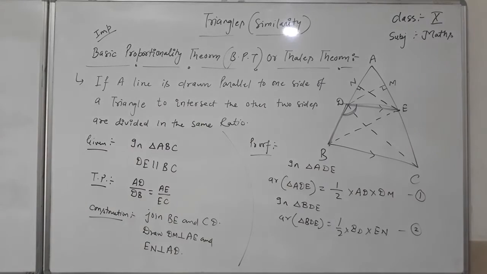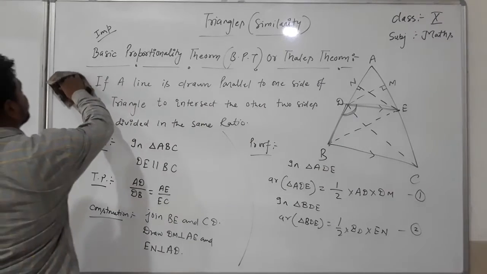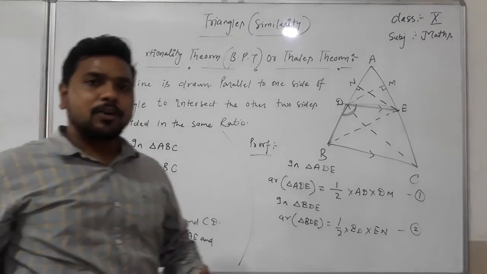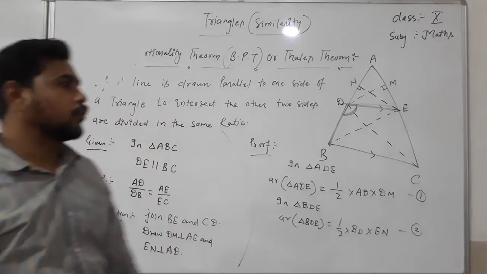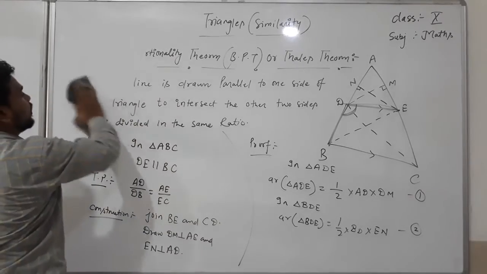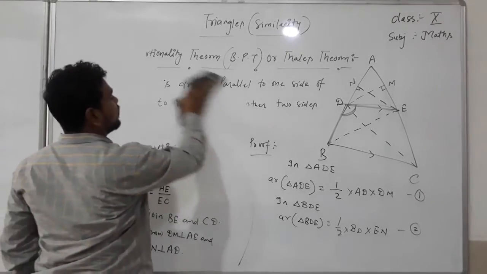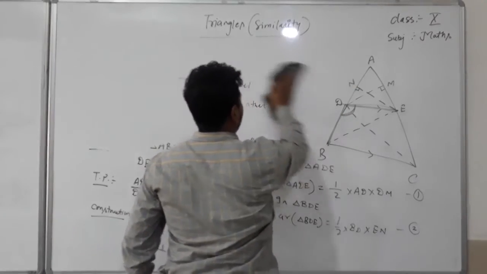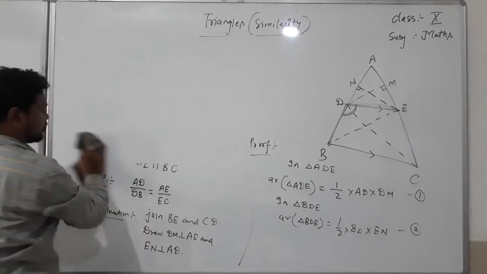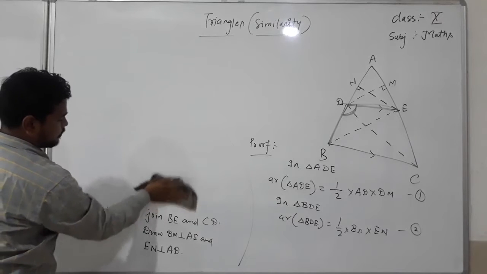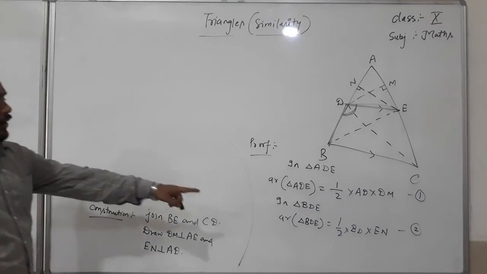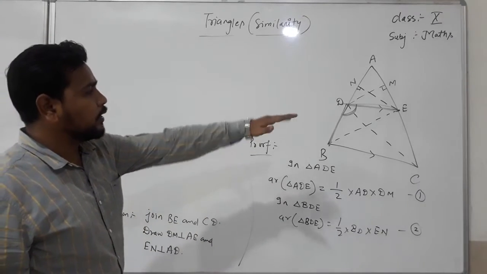Now we will write in this part also. Again I am telling you, students, that is a very important theorem. So mark it important theorem. That is important for your every examination and your board examination also. Now students, see, in triangle BDE, area is 1 upon 2 into BD into EN.